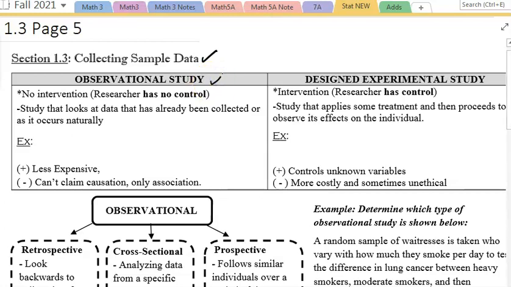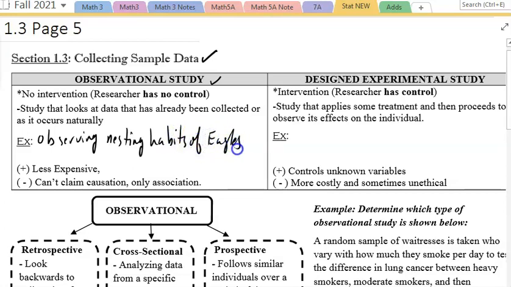Observational study. This means there's no intervention. Researchers have no control. It is a study that looks at data that has already been collected or as it occurs naturally. Something like observing nesting habits of eagles in a forest.